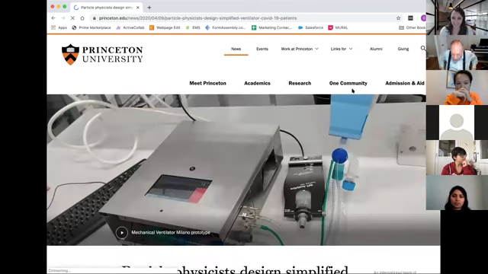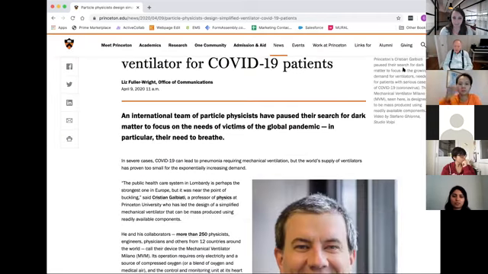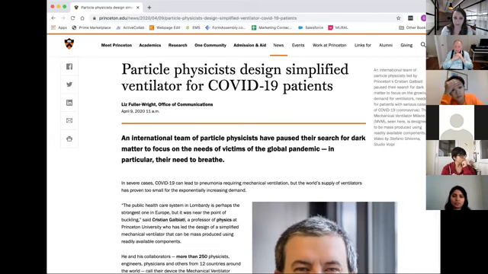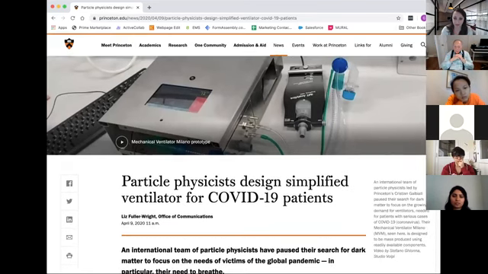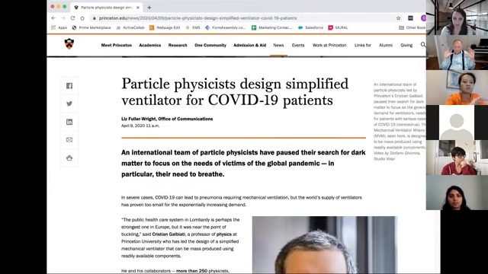Okay, so let's just look at this. We'll scroll through it slowly. So at the top, we have a hero image. Now take a look at the way they've used headings. We have a major heading here at the top, particle physicists design simplified ventilator for COVID-19 patients. That heading immediately shows you what this article is about. Then they have a secondary heading below the orange line, which is a summary of the entire article. If you just read that, you know whether you want to read the whole article. It helps you in scanning and makes it clear what's going to happen.